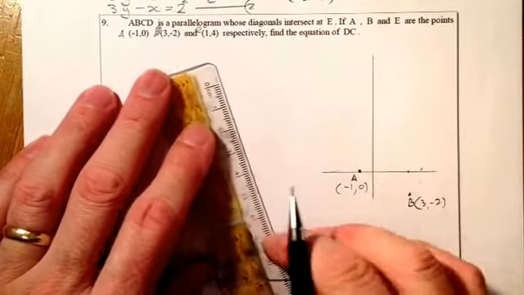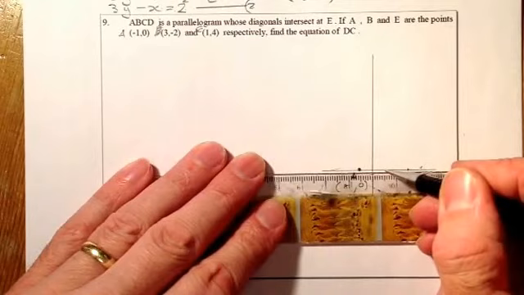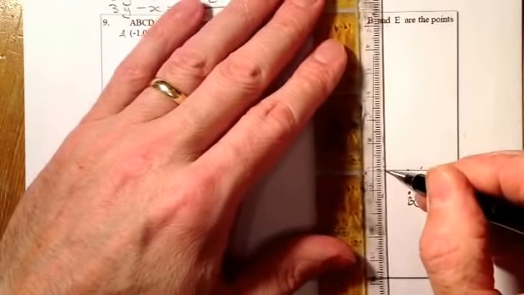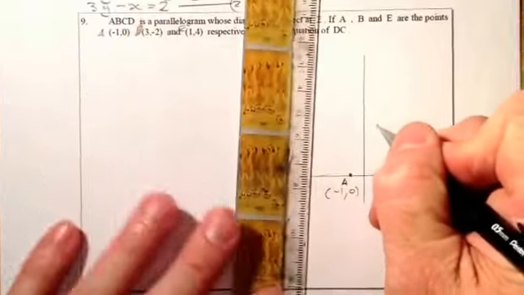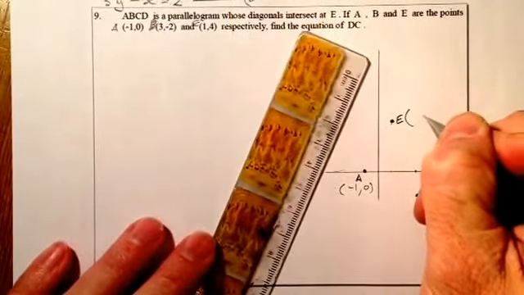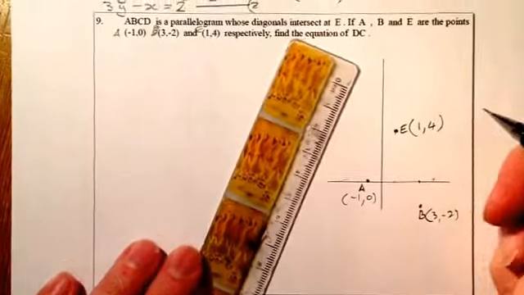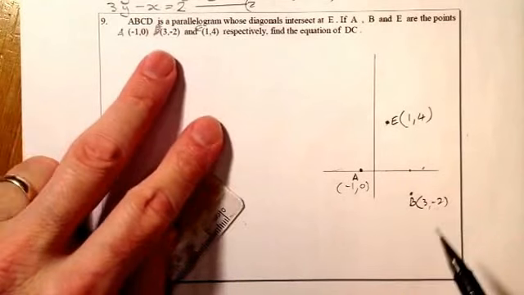Okay, and we've got the point E, which is going to be 1 along, so I'll go for 1 to there, and we'll go for 4 up. Okay, and that's going to take us to there. So that there is the point E, and the coordinates of E were 1, 4. Okay, right, so we've got a parallelogram.